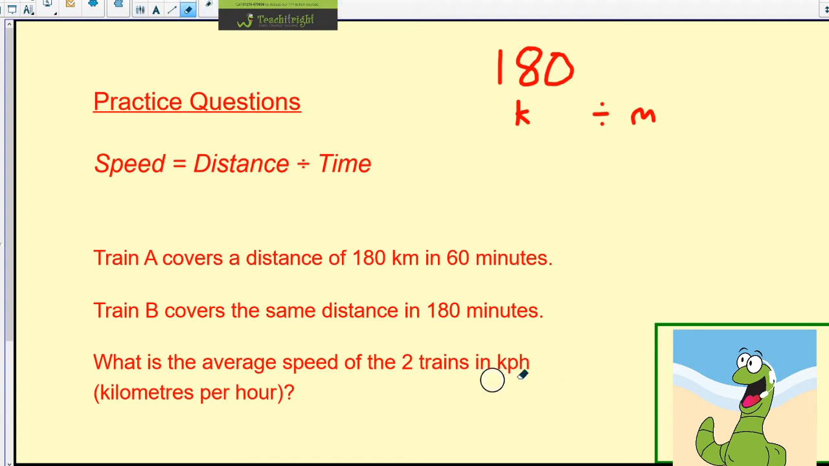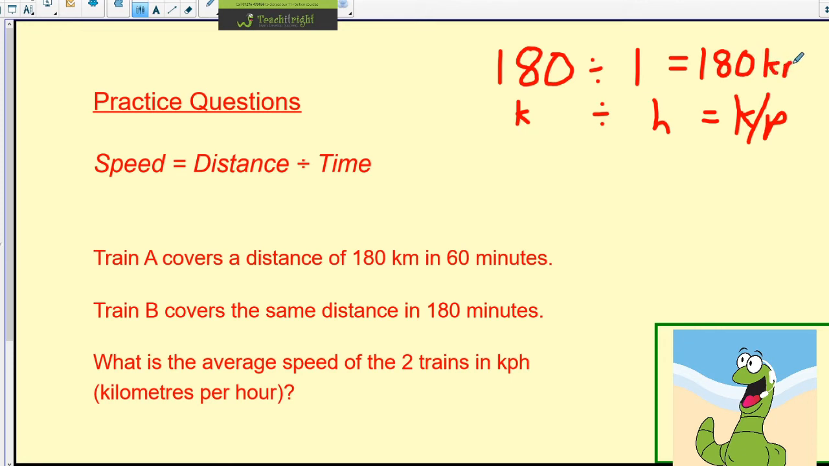So instead, I'm going to do a conversion straight away. And I'm going to say, in 60 minutes, that's an hour. So I'm going to do mine divided by hours, which will give me kilometers per hour, which is what I want. So the first train goes at 180 divided by 1, which is 180 kilometers per hour. kph. Oh, that h doesn't look very good. Kilometers per hour.